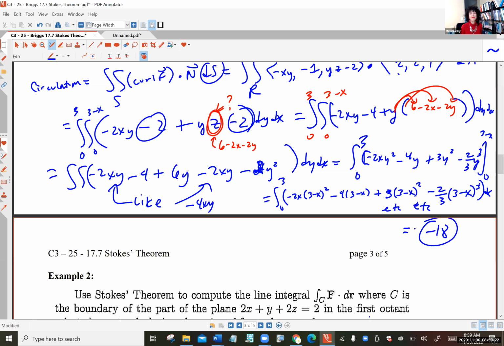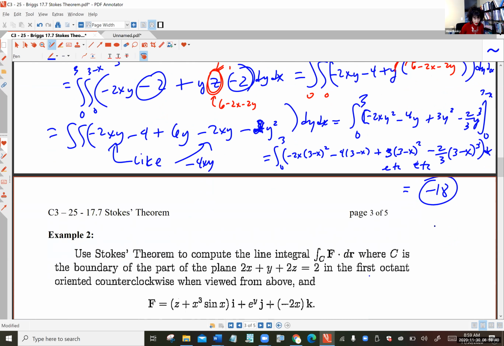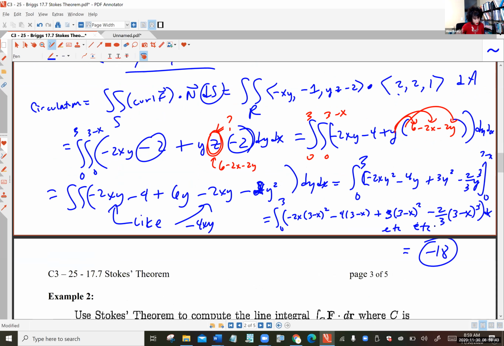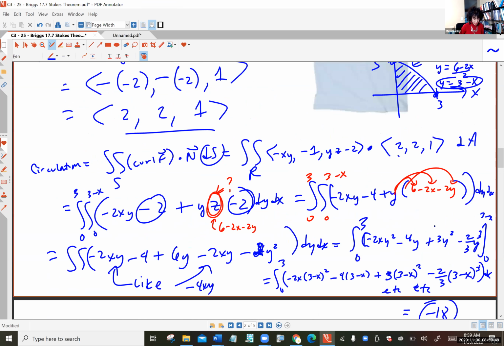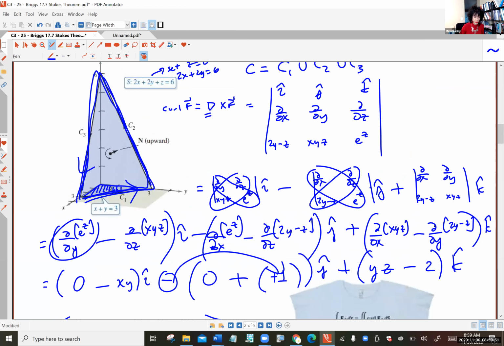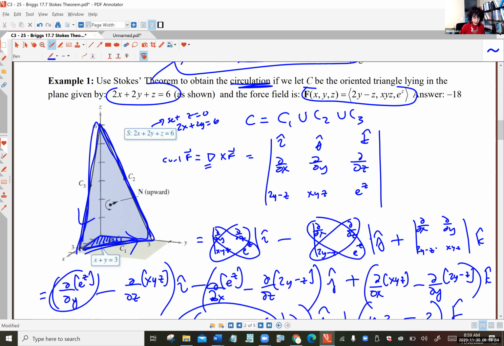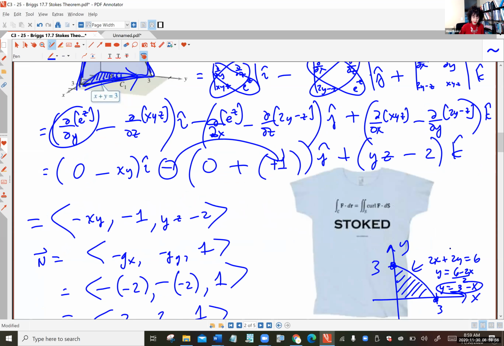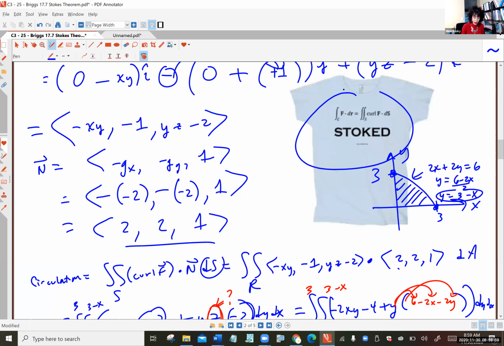I get negative 18. And what does that mean? If you had one of these paddle wheels, and you now have 3 dimensions, not 2, so the vector field is like a jacuzzi with water flowing around, your paddle wheel would spin in the clockwise direction around that triangular curve. Negative 18. So what's the point? This is the 3D version of the circulation form of Green's theorem, and you're finding circulation in 3D. That's all.